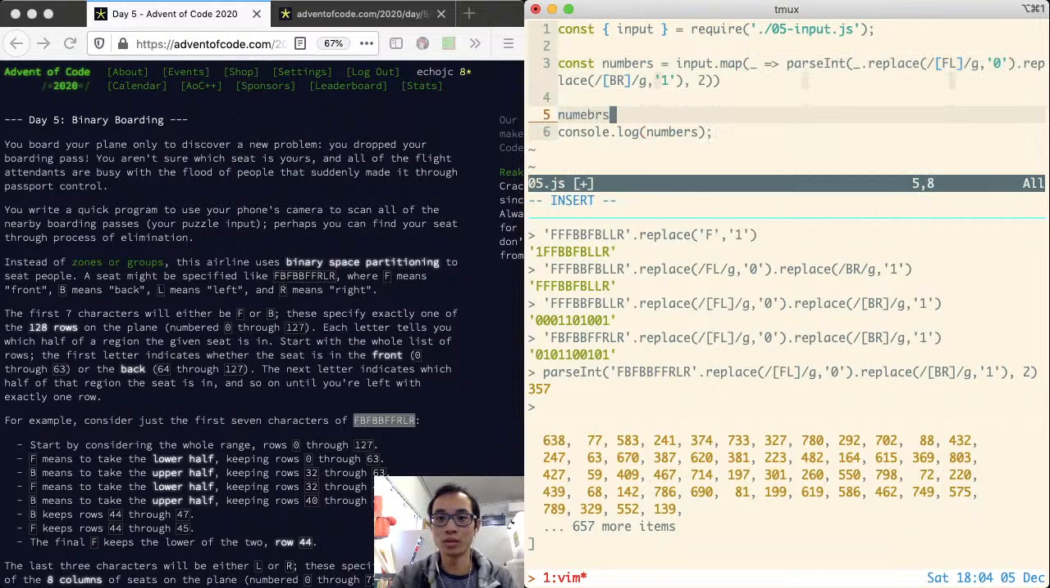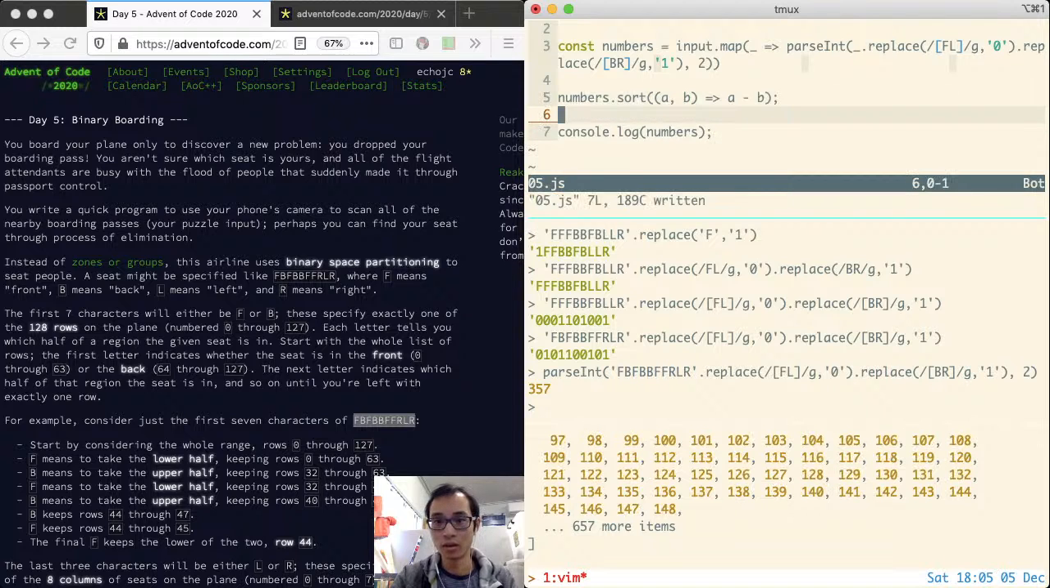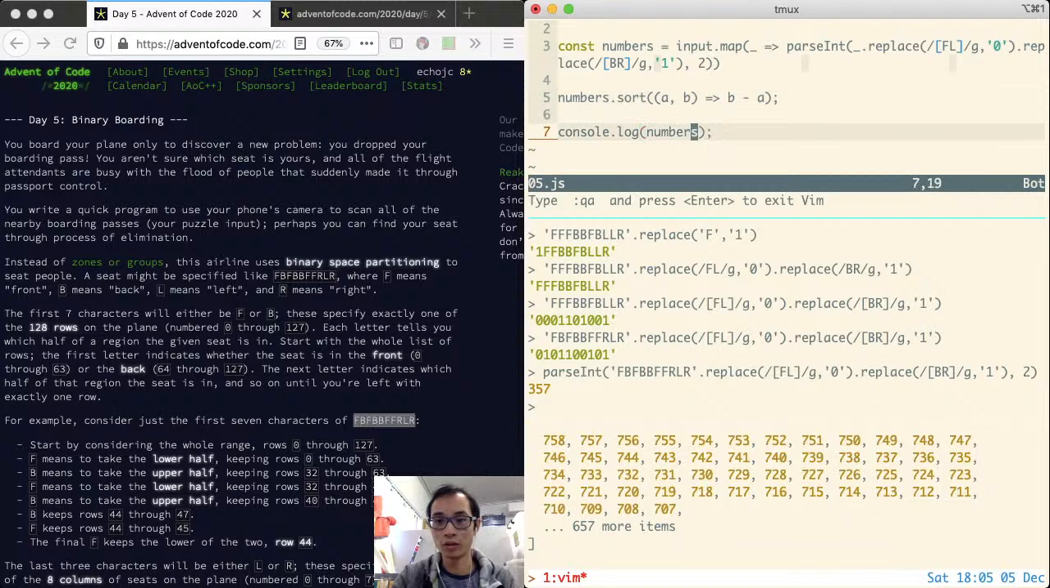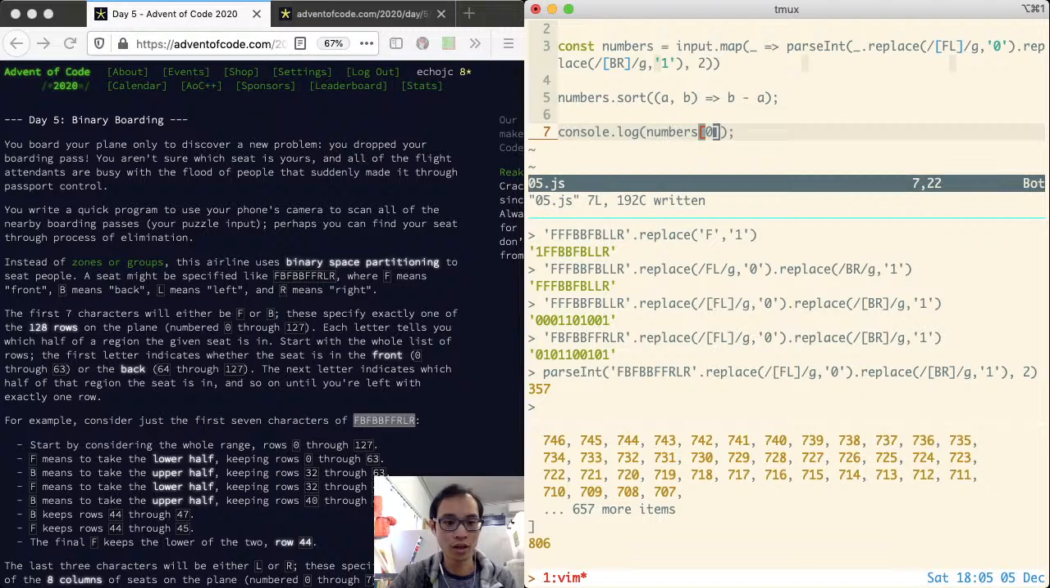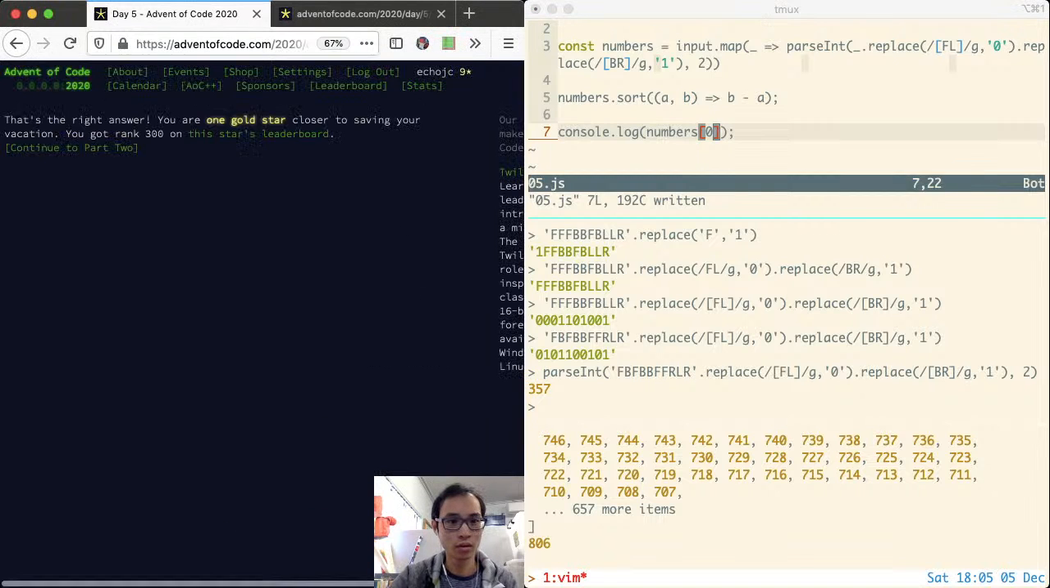So numbers.sort. JavaScript sort has a really weird thing where the default behavior is wrong for sorting numbers. Cool. We'll sort backwards, and we'll take the first number, 806. 300th. That's okay. We're improving.